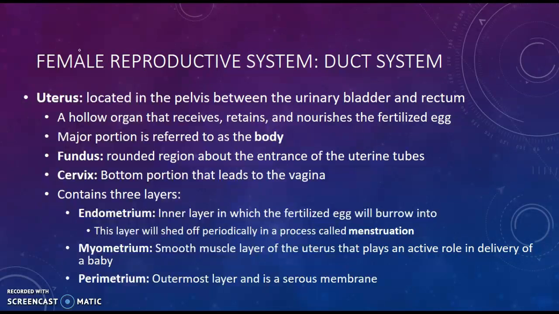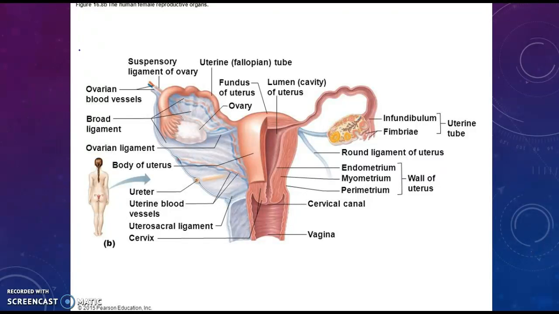So this is what's contracting when you're going through menstruation and can cause pain. And this is what is also going to help deliver offspring when we go into labor. And then the parametrium is the outermost layer, and it's basically just a serous membrane that's going to help not create any friction in that internal environment.